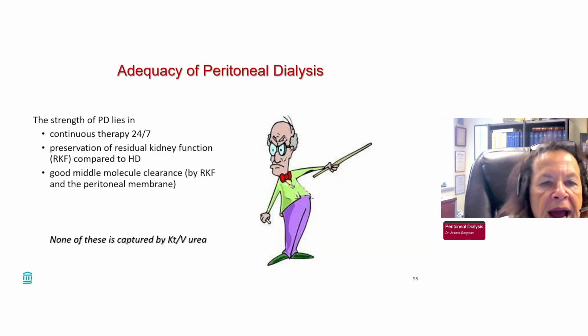So just a word about adequacy of peritoneal dialysis. The strength of PD lies in its continuousness, the preservation of residual kidney function compared to hemodialysis, and the kidneys are good at getting rid of middle molecules, and so is the peritoneal membrane. The peritoneal membrane is not particularly brilliant at getting rid of urea. So I cannot understand why we would measure adequacy of peritoneal dialysis using a urea-based metric. And like I said, I could go on about this for about an hour.